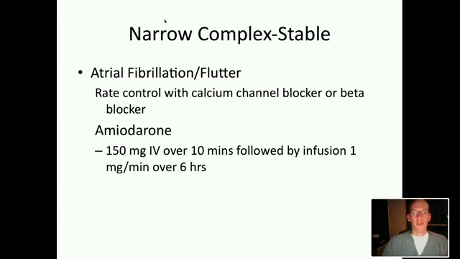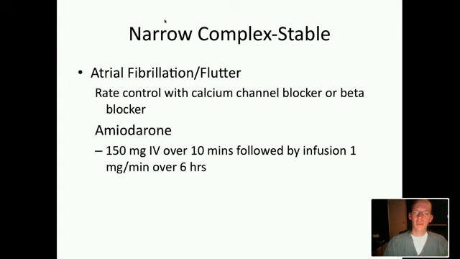Finally, let's talk about narrow complex stable tachycardia that is irregular. These are the atrial fibrillation and flutter patients. These are the ones that you want to rate control, because adenosine is not going to convert them. They're stable, so they don't need cardioversion. You just need to slow them down. So rate controlling them with a beta blocker, such as esmolol, which is short-acting but may break them, or metoprolol, atenolol, or using a calcium channel blocker such as diltiazem, may slow the conduction through the AV node.